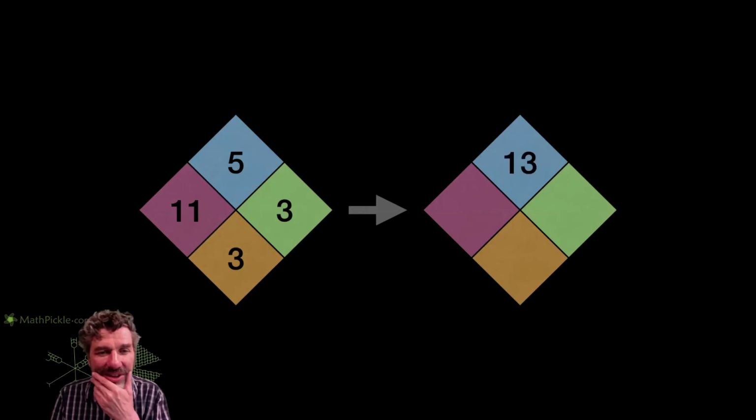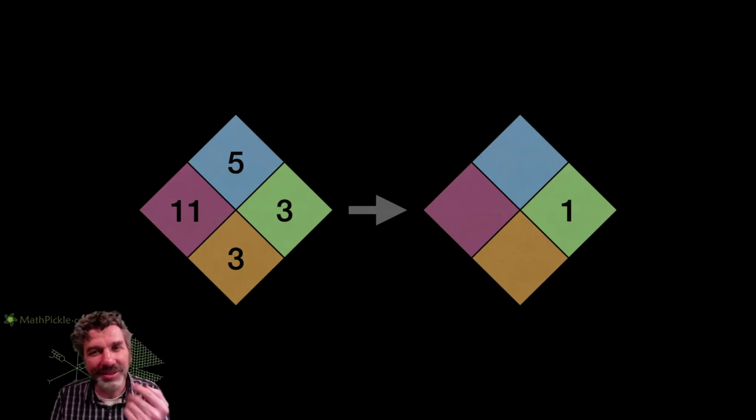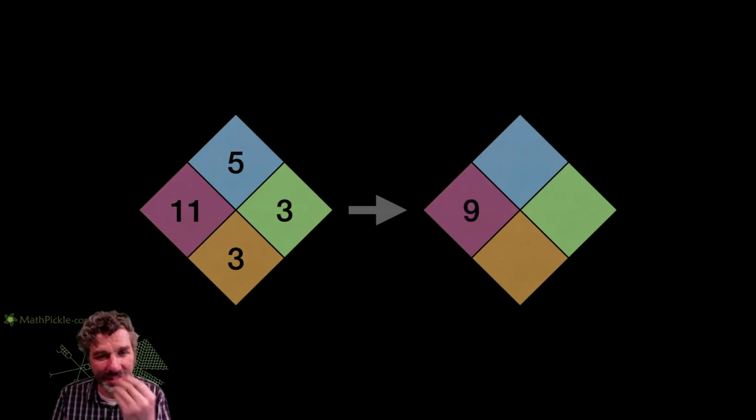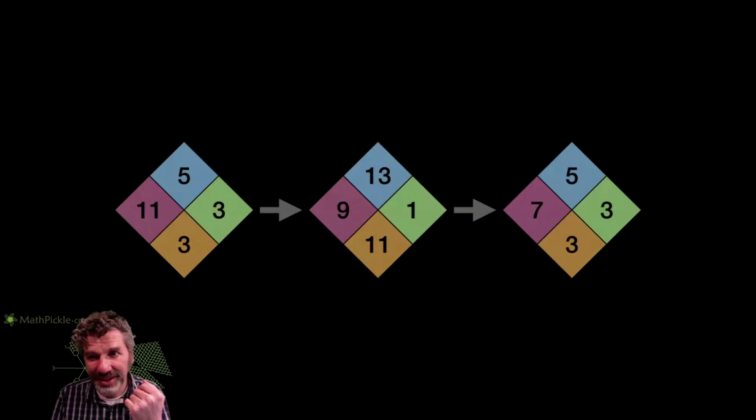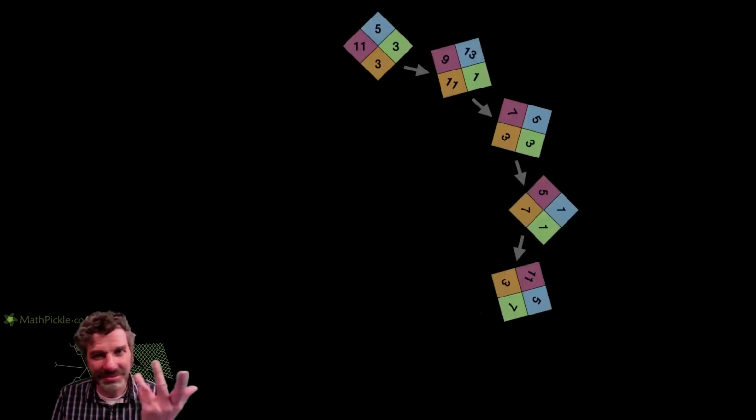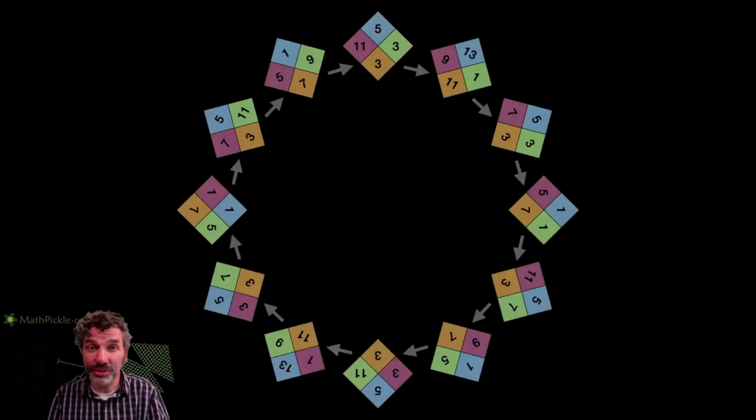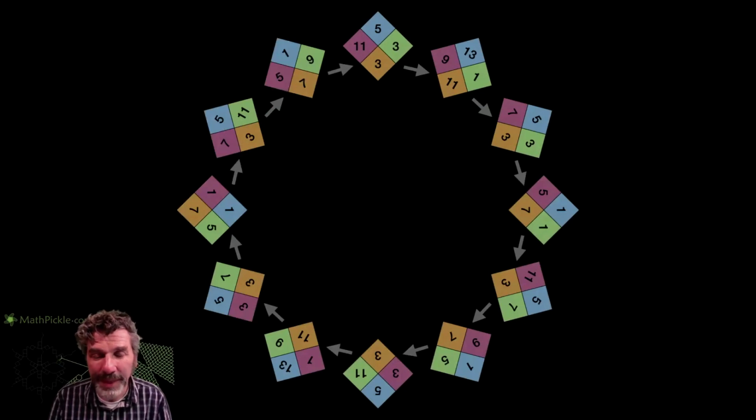Next, for the green, and we go all the way around, okay? And you can check this out at your leisure. That's the result. And we can do it again. That's the result. And we can keep on going, and we get this crazy loop here.